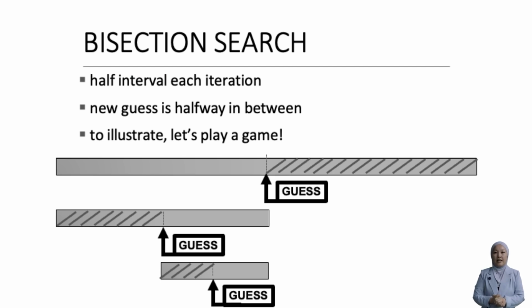Imagine playing a Guess My Number game where the number is between 1 and 100. The optimal strategy is not to guess 1, 2, 3, but to guess 50. Too high? Now your number is in 1 to 49. Guess 25. Too low? Number is in 26 to 49. Guess 38. This is bisection search. You maintain a search interval, low, high. Your guess is the midpoint, (low + high)/2. Based on the result, you discard half of the interval. This halving happens every single guess.